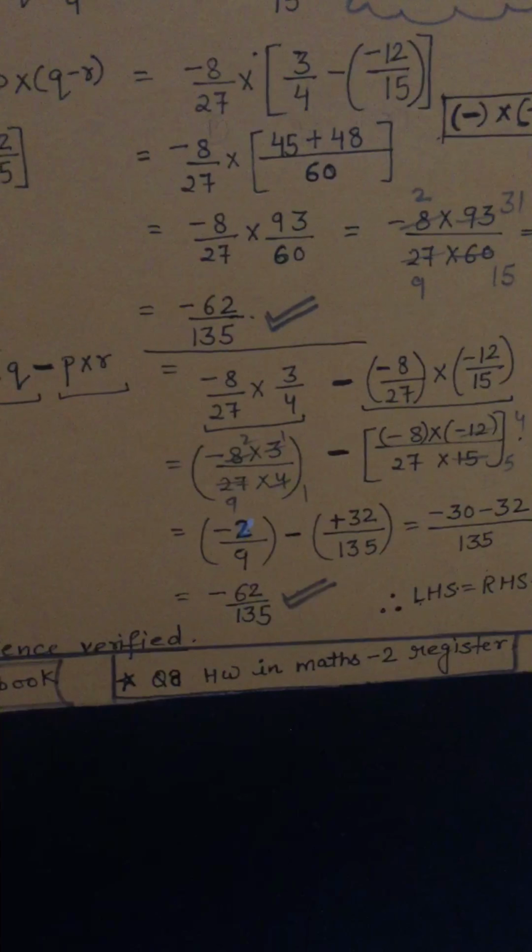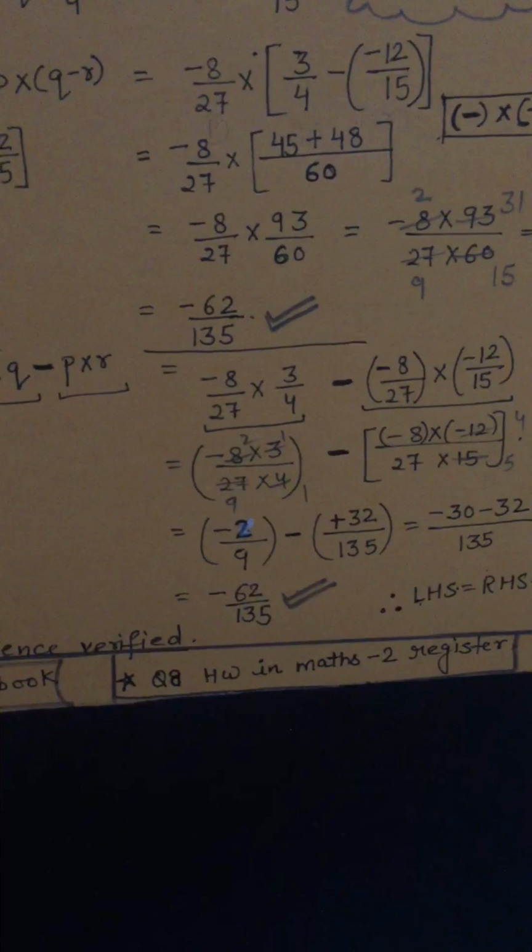The second part is P value is minus 8 upon 27, Q is 3 by 4, and R is minus 12 upon 15. Let's take the LHS part of it, where we have P into bracket Q minus R. Put the value of P, it's minus 8 upon 27, Q 3 by 4, and R minus 12 upon 15. Okay. Now, what we know by BODMAS? Yes, we have to open the bracket first. So, minus into minus is plus.